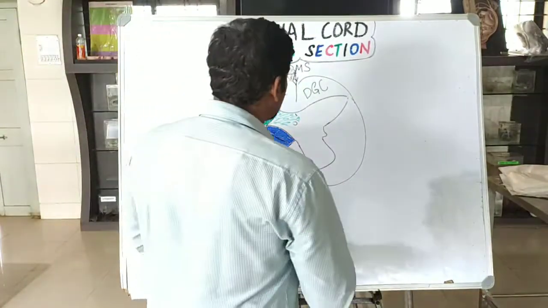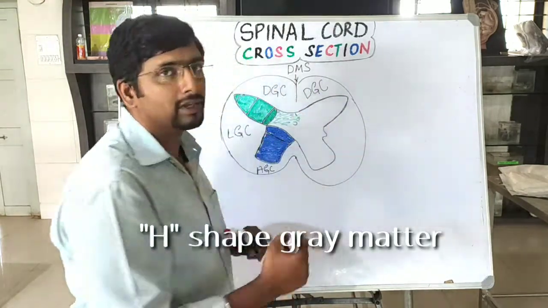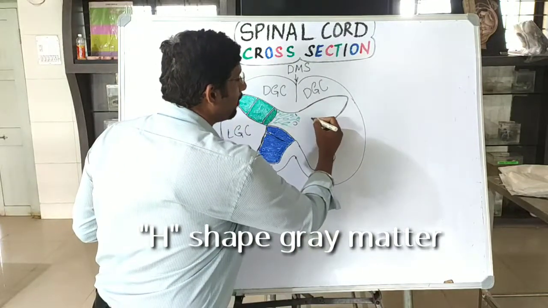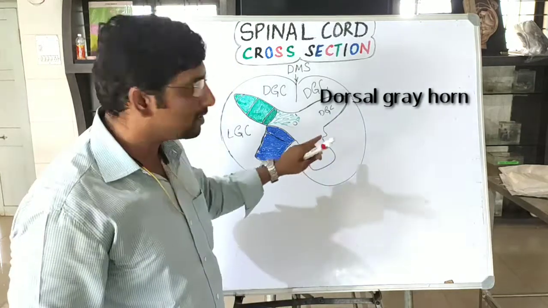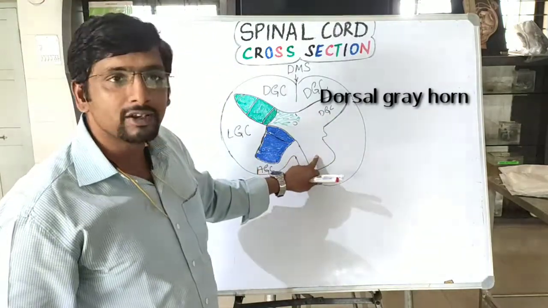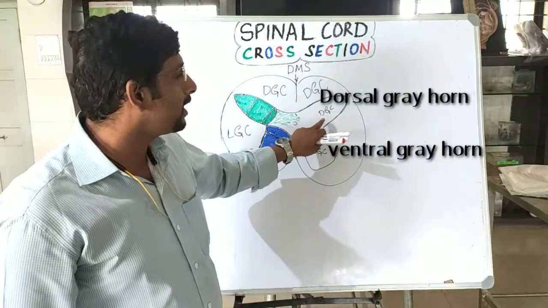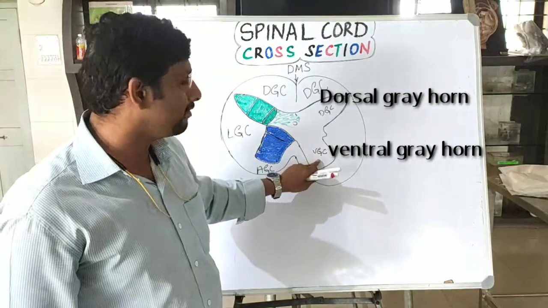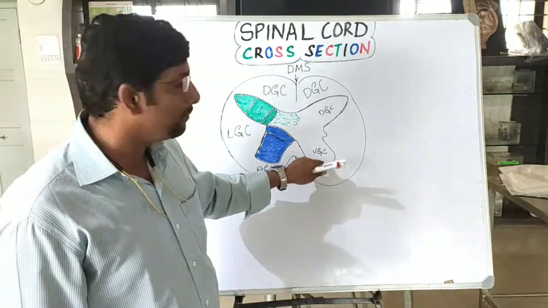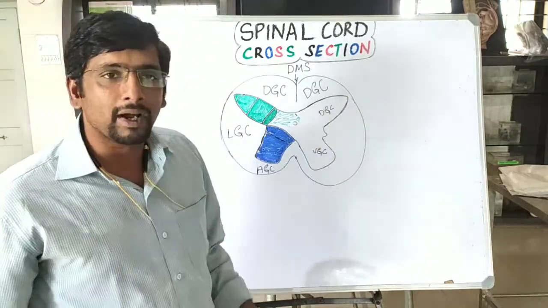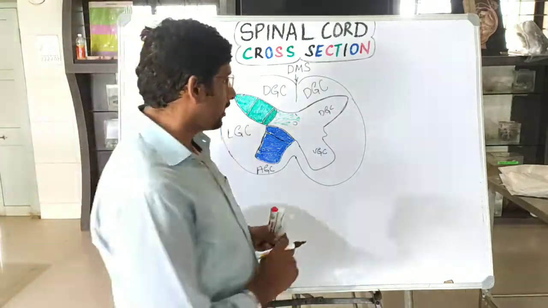The gray matter of the spinal cord has an H-shaped gray column. In that we have the dorsal gray column and the ventral gray column. They are also called the dorsal gray horn and ventral gray horn because of their horn-like presentation in cross section. So what are the neuroanatomical subparts of the gray columns?